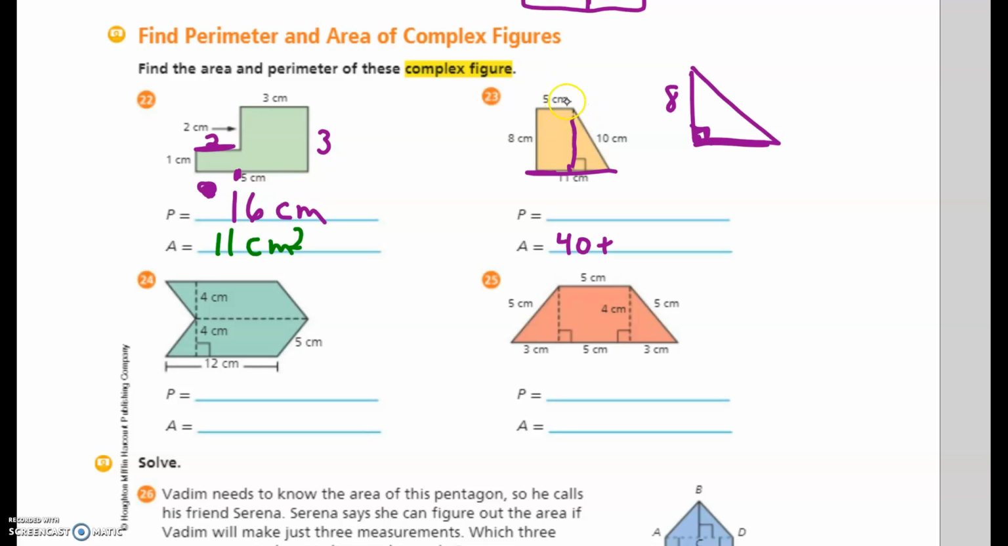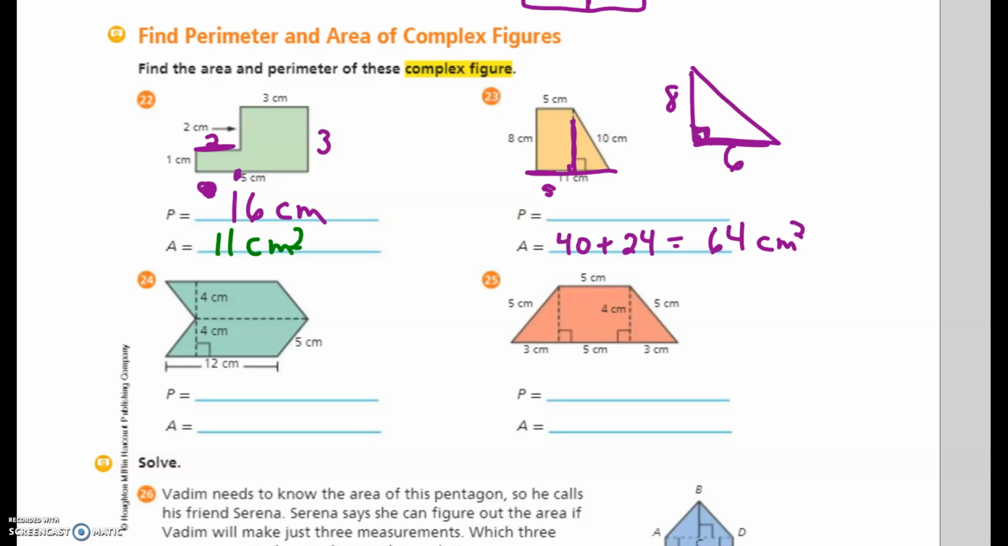If you look up here, this is 5. So when we draw this line down here, this is 5, and that means 5 plus some number is 11. 5 plus 6 is 11. That means our base and our height are 8 and 6. 8 times 6 is 48. If you cut that in half, it's 24. Add the 24 here. All together, 64 centimeters squared. Gosh, they sure do like centimeters in this textbook, don't they?